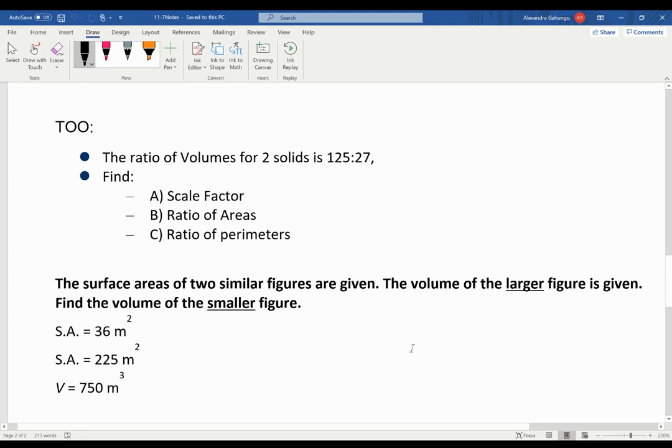Okay, so here is part 2 of our 11-7 notes. We've got a TO here. You can pause and try it on your own and then check the answers if you'd like. I'm just going to write them in.